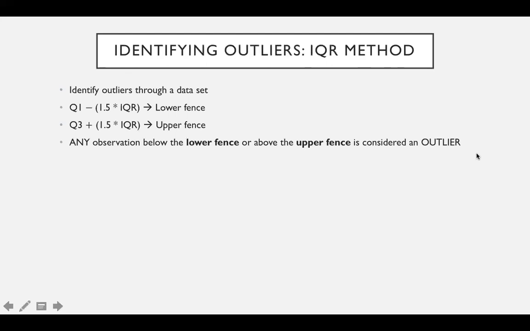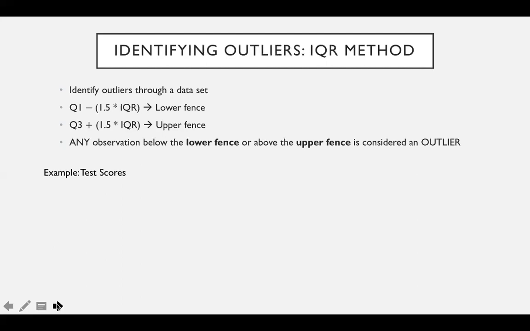So those numbers act as barriers for the data set. If there's any number lower than the lower fence, then that would be considered an outlier. And if there's any number above the upper fence, that is considered an outlier as well. So this is just a way to identify outliers using Q1, Q3, and your IQR.